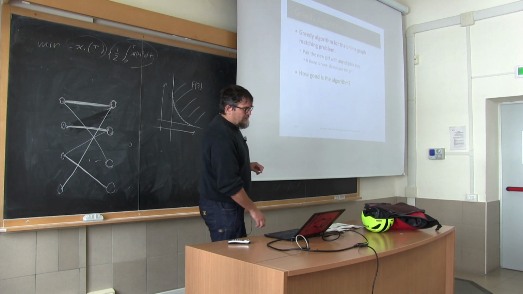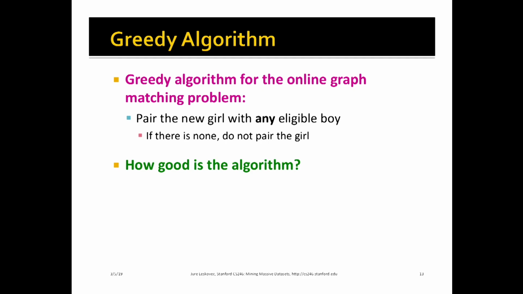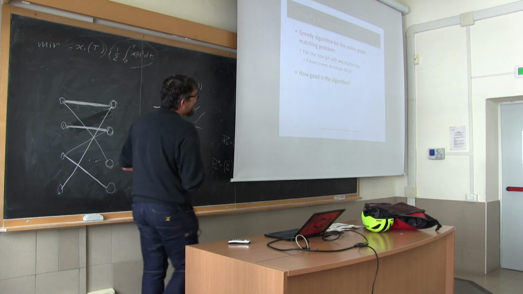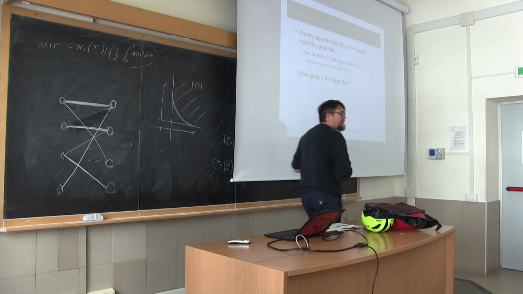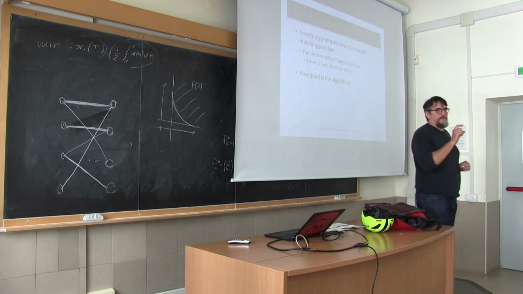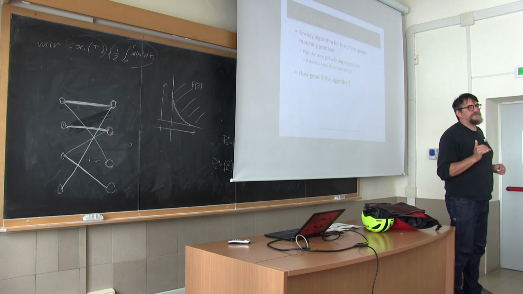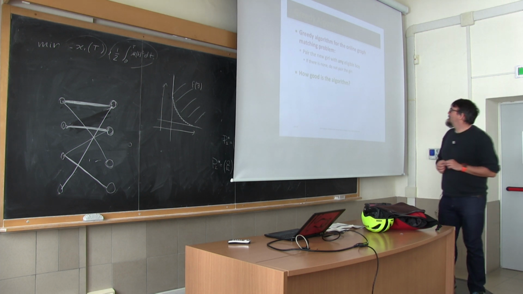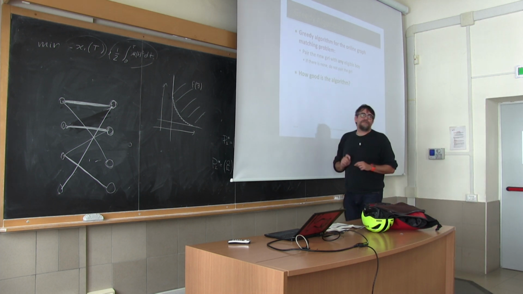Okay, good. So what can we do? One possibility is to use a greedy algorithm, and the greedy algorithm is very simple. When a new girl appears, you match her with any eligible boy. What is an eligible boy? A boy that is linked with the girl and has not already been matched with any other girl. That's the whole story. So the question is, how good is the algorithm?